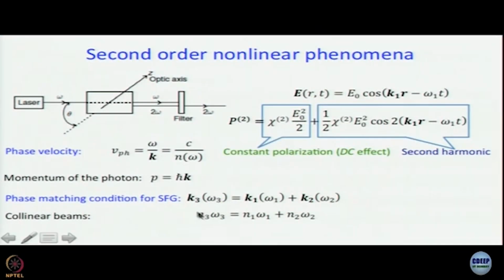And then it boils down, for collinear beams, to something very simple: n3 omega3 is equal to n1 omega1 plus n2 omega2. And it becomes even simpler if we talk about second harmonic generation. In second harmonic generation, omega1 equals omega2, so n1 equals n2. What does the right hand side become? Omega1 equal to omega2, equal to say omega, and n1 equal to n2, equal to say n1 omega1. What is the right hand side then? 2 multiplied by n1 omega1.